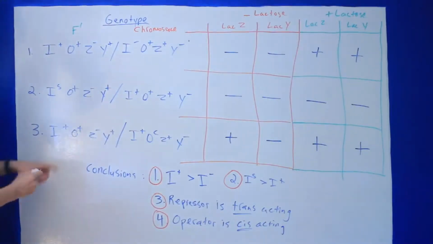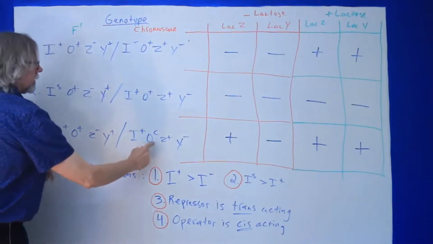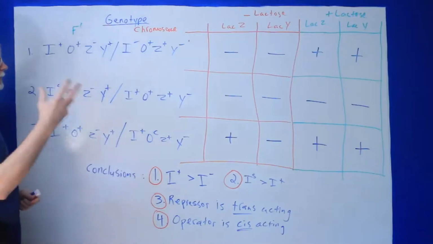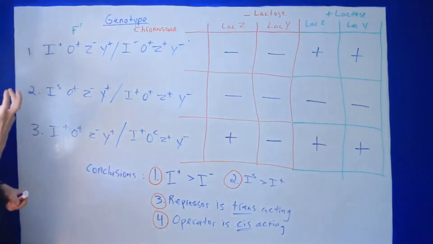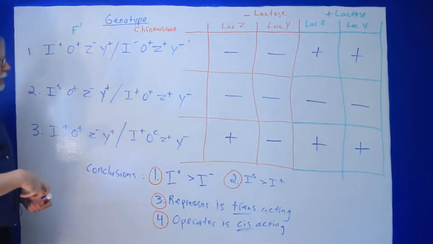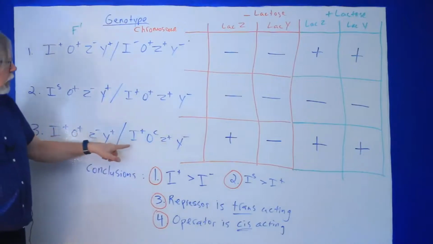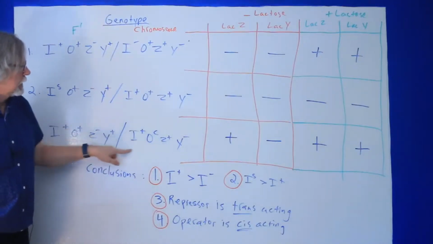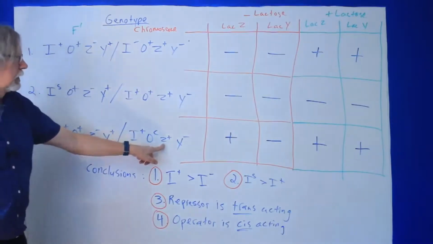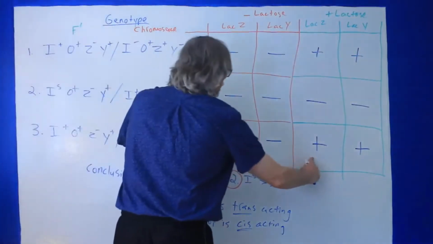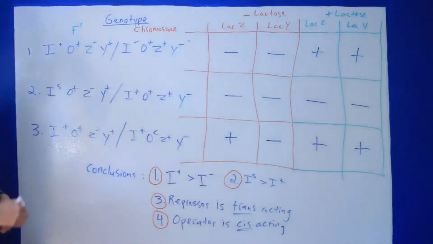And how we know that is from the third experiment here. If you mutate this operator so that there's constitutive expression, and remember, this OC mutant doesn't allow the repressor to bind to it, so it can never be turned off. So this operon will always express, and since the wild type allele of LAC-Z is present, LAC-Z is going to be expressed in the presence or absence of lactose.